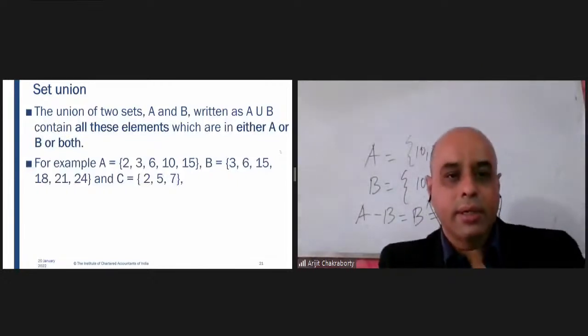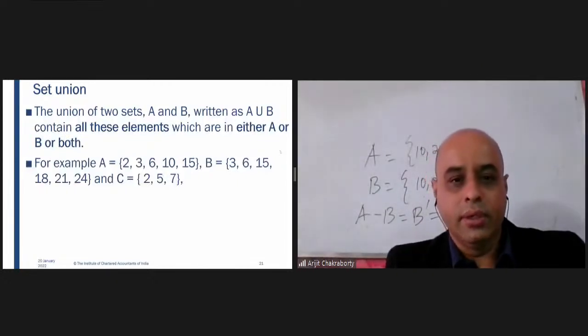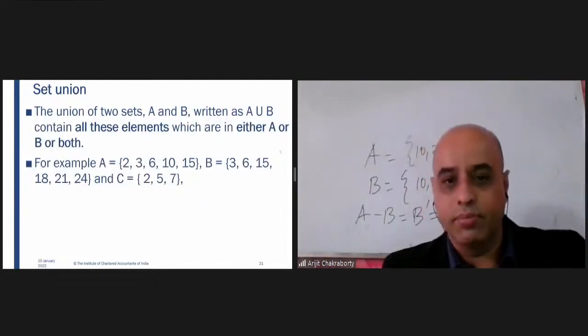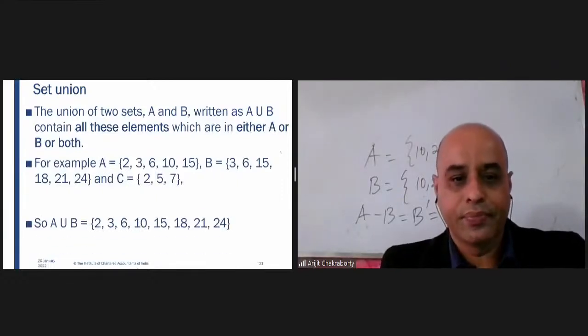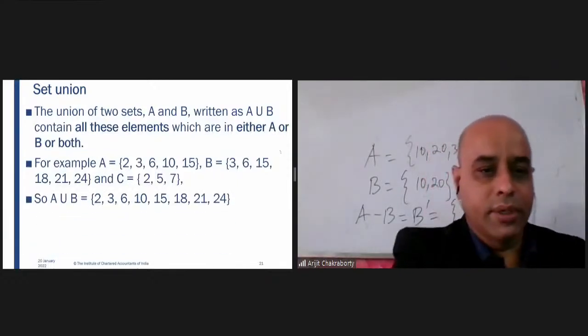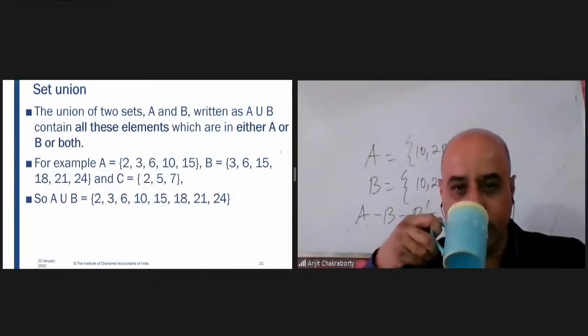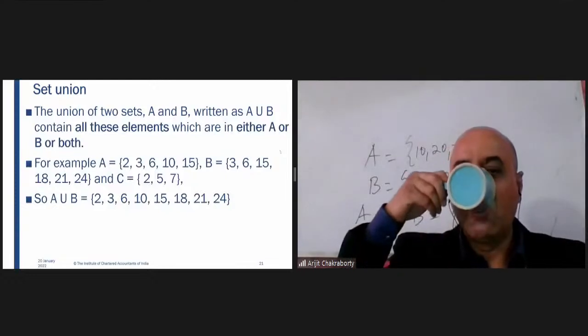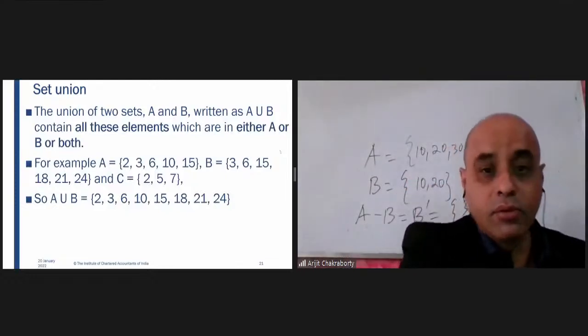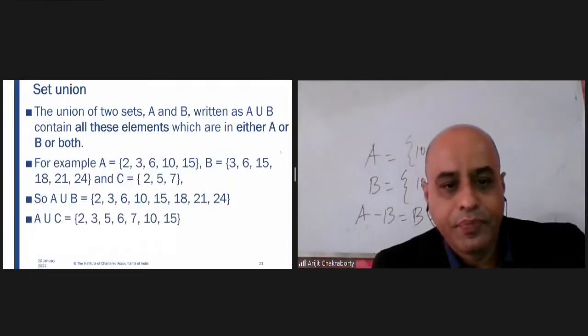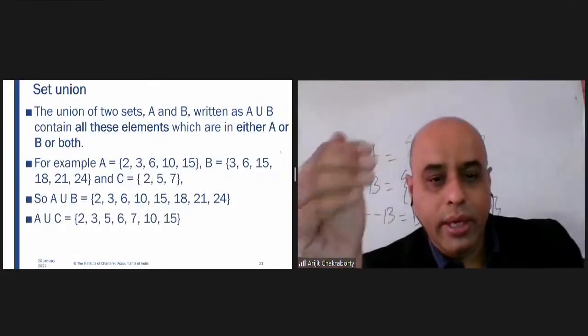Please see in this slide, 2, 3, 6, 10, and 15 is set A. 3, 6, 15, 18, 21, 24 is set B. And you have set C, 2, 5, and 7. A union B, just check if it is correct or not: 2, 3, 6, 10, 15, 18, 21, 24. What will be A intersection B here? Just try to find out the common points. Also try to do A union C.